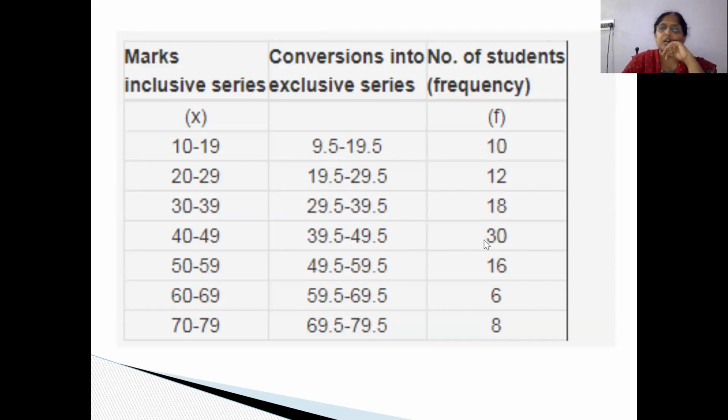Simple frequency, identify which is the modal class. 30 is the modal class. This is preceding one, this is succeeding one. So differences F1, F0, F2. Okay, so how we can locate through graph?